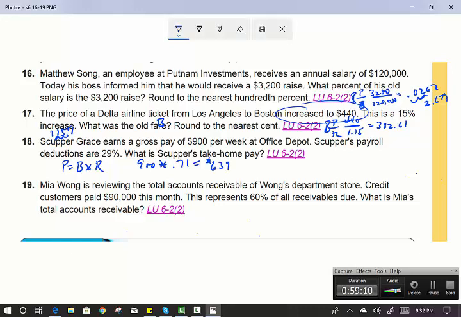Okay. Now we could have taken 900 times 29%, and that would have given us the amount of his payroll deductions, and we would have subtracted that from 900, and that still would have given us $639.